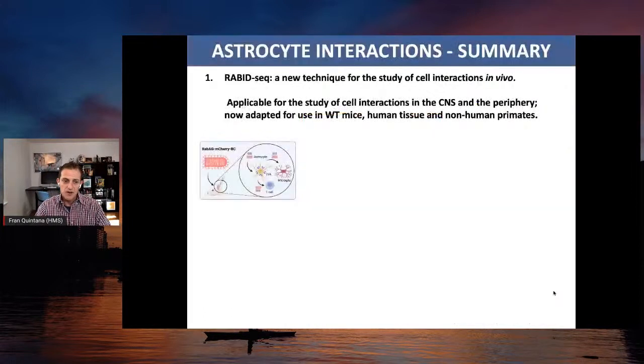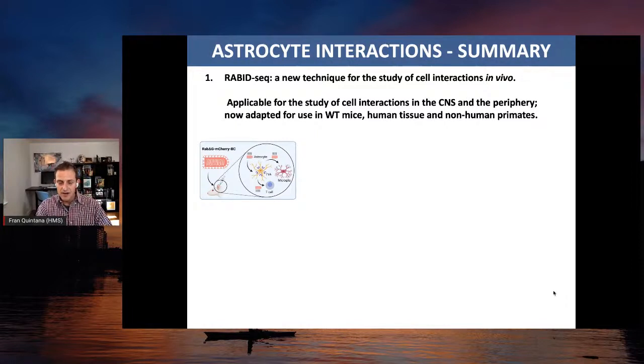So then I'm going to summarize what I showed you today. First of all, we developed this new technique which allows us to study CNS cell interactions in vivo. I showed you its application for the study of CNS interactions involving astrocytes, but it can also be applied to study other cell interactions in the CNS, not only those involving astrocytes.